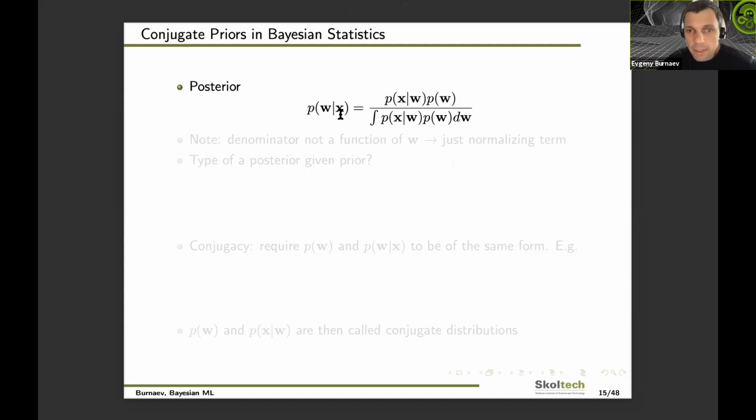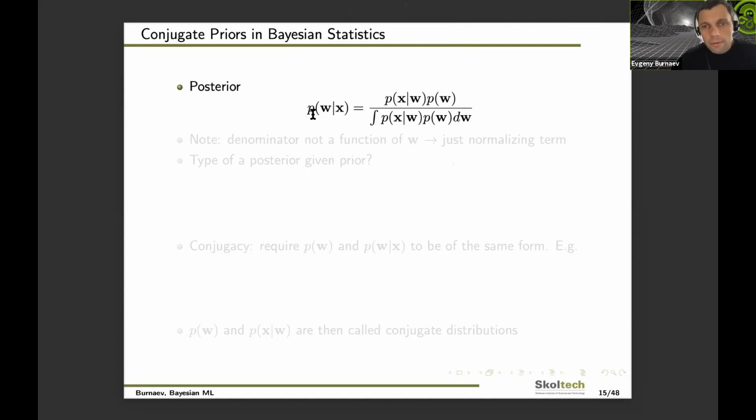And now let me explain why the exponential family of distributions is very important. Actually, in some cases, it allows us to derive exact formulas for the posterior distribution straightforwardly. So what is the posterior distribution?